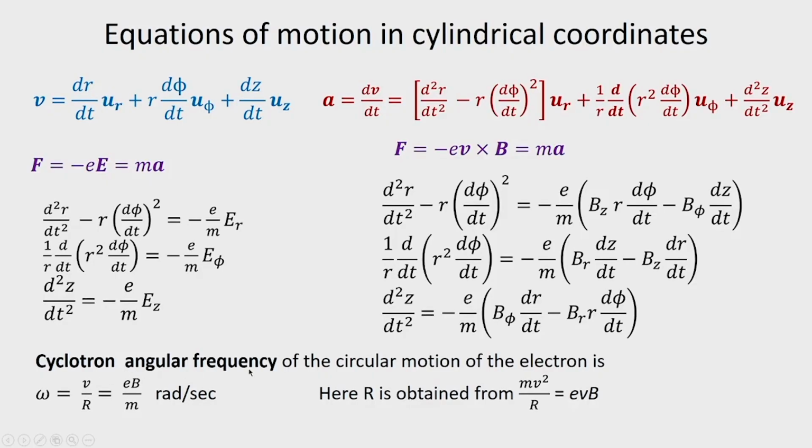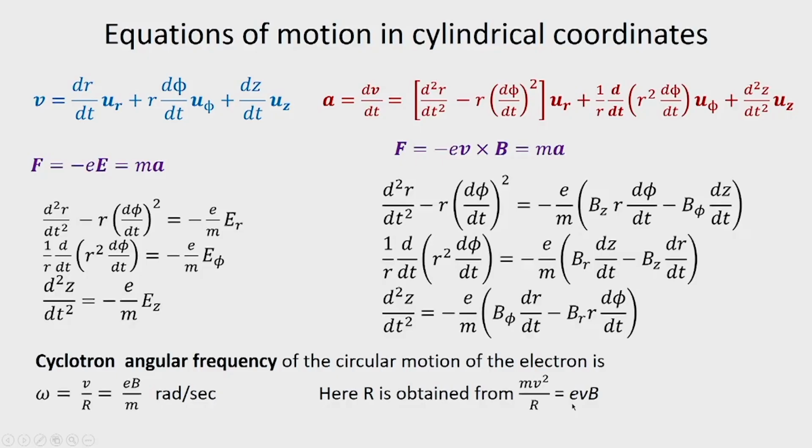So, the electron trajectory will change into a circular path, and the cyclotron angular frequency of the circular motion of the electron is given by omega is equal to V by R is equal to eB by m radian per second. Now, this R we obtain from the fact that m v square by R, the centrifugal force of the electrons, must be balanced by e v B, the force produced by the magnetic field, and from this we find that V by R is equal to eB by m, and this V by R is the cyclotron angular frequency omega.